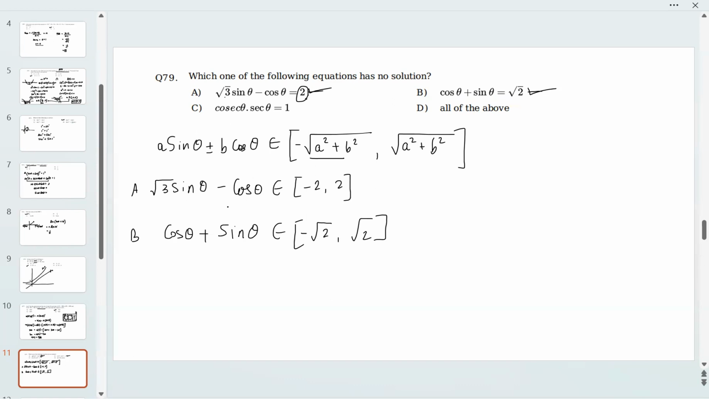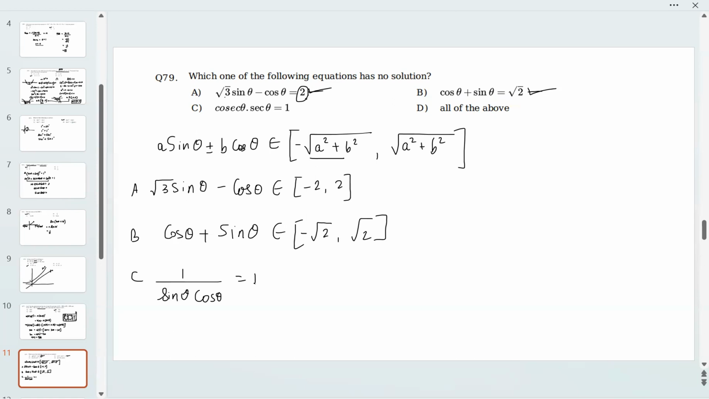Now, if cosec theta into sec theta equals 1, for option C, let us convert into sine and cos. So we will get cosec is 1 upon sine and sec is 1 upon cos. So we will get 1 upon sine theta into cos theta equals 1.